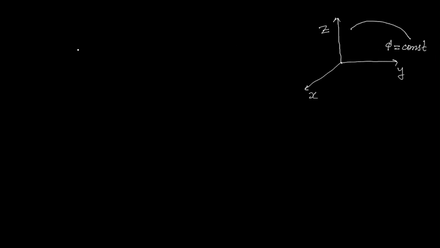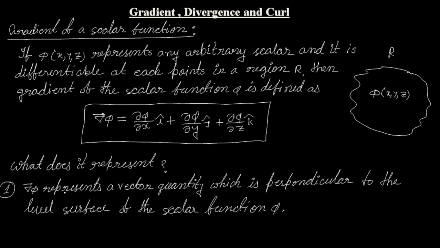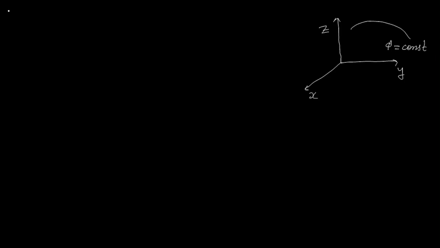Now we want to prove the statement we have written here: that if we take the gradient of a scalar function phi, it will always be perpendicular to the level surface phi. We have to prove this statement.